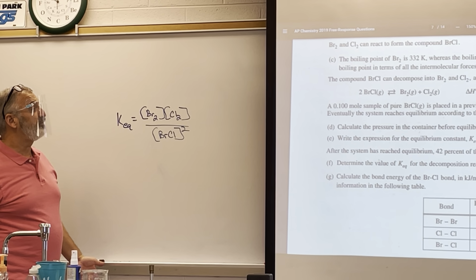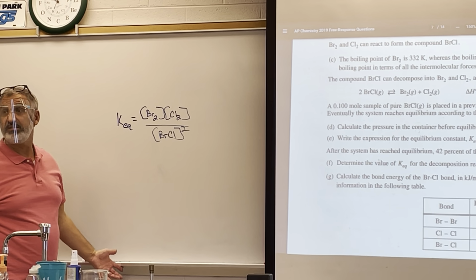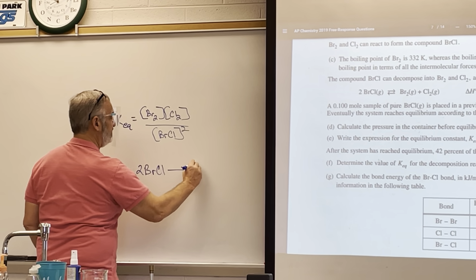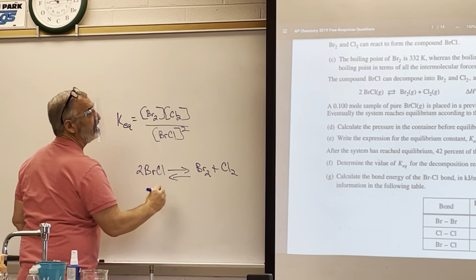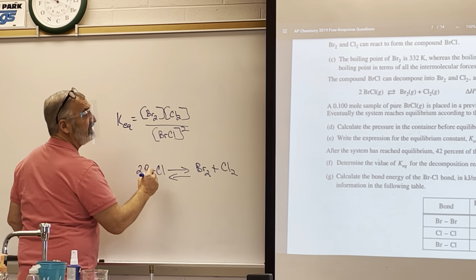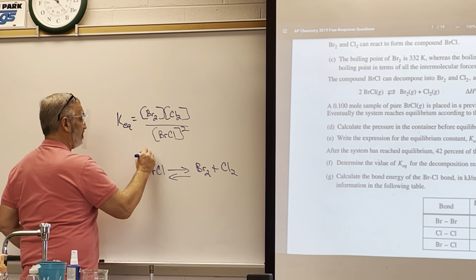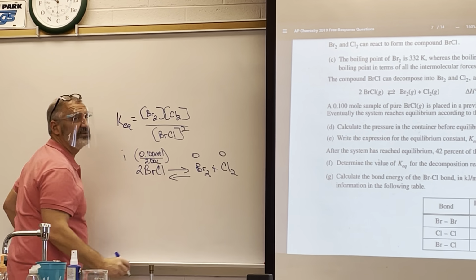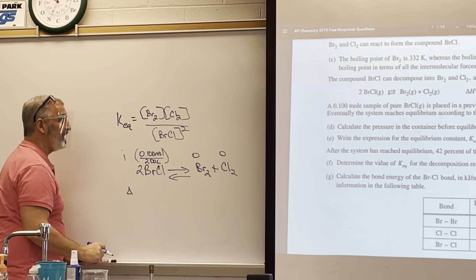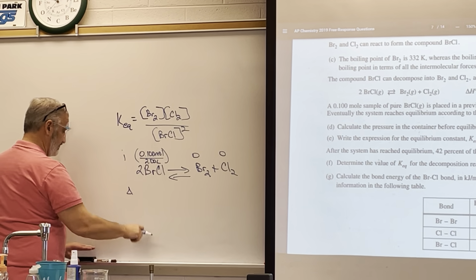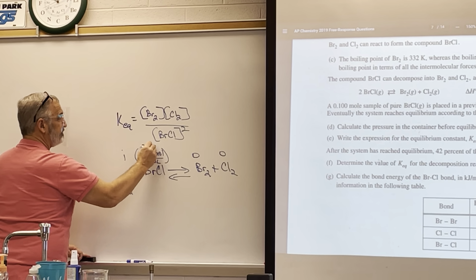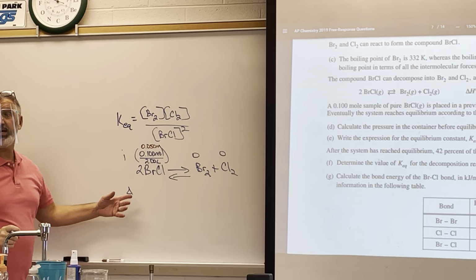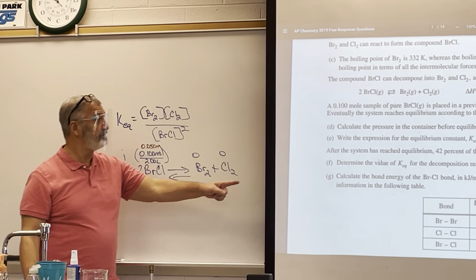After the system has reached equilibrium, 42%. So this is your percent, right? So I'm going to start with BrCl going to Br2 plus Cl2. I'm starting with 0.1 mole over 2 liters. My initial for the products is 0 and 0. What's my change going to be? So obviously this is 0.05, right? Is it going to be 0.05 minus 2x? But what's x going to be? Oh, so yeah, 42%, right?